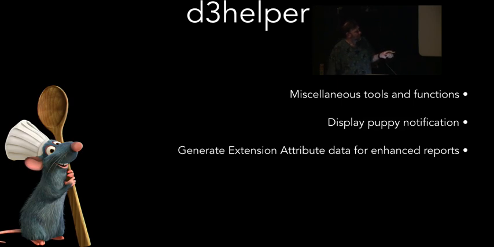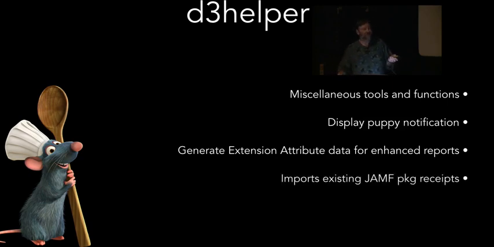It generates extension attribute data for enhanced reports, so you can define an extension attribute that just runs a D3 helper command, and it'll automatically spit out the correct output for that extension attribute, which can then be used by the D3 admin reports.